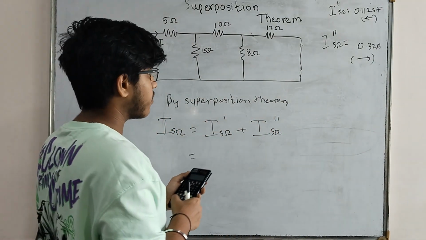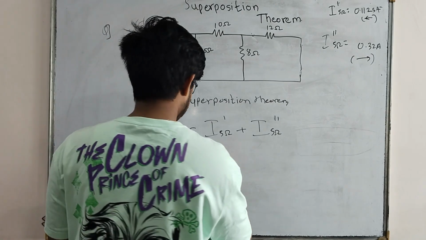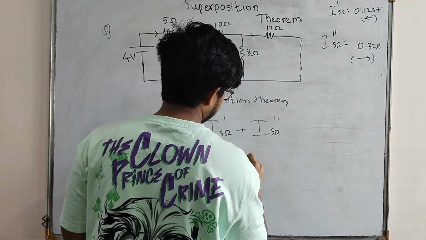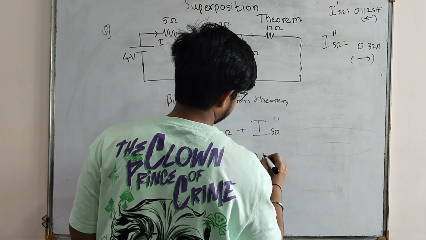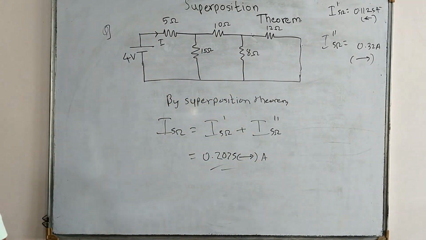Now I will just perform the subtraction, and my answer turns out to be 0.2075 flowing in this direction. Unit is ampere. So this is our final answer. Please note it.